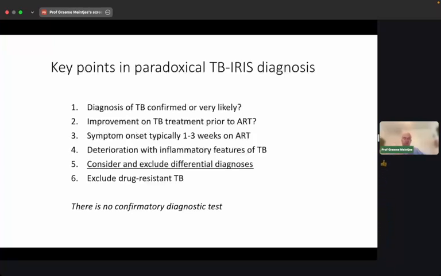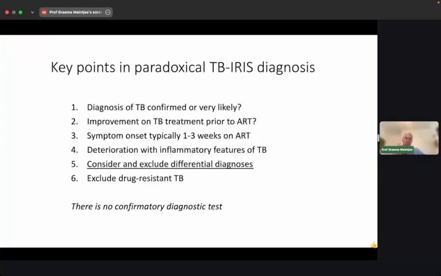Sometimes if patients present with breathlessness and a pulmonary infiltrate, you look at the chest X-ray and you say, I'm not sure whether this is TB-IRIS or whether this is a new Pneumocystis pneumonia. And I'm going to treat for Pneumocystis pneumonia first, or I'm going to treat for bacterial pneumonia, or I'm going to try and do diagnostic tests to exclude this. So you consider the differential diagnoses and exclude them. You might, for lymph node enlargement, think, could this be lymphoma, and then you need a biopsy to exclude that.